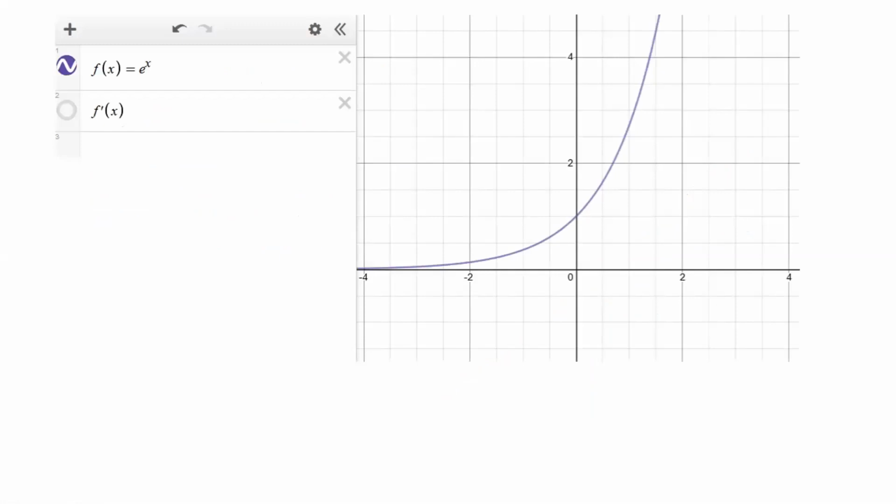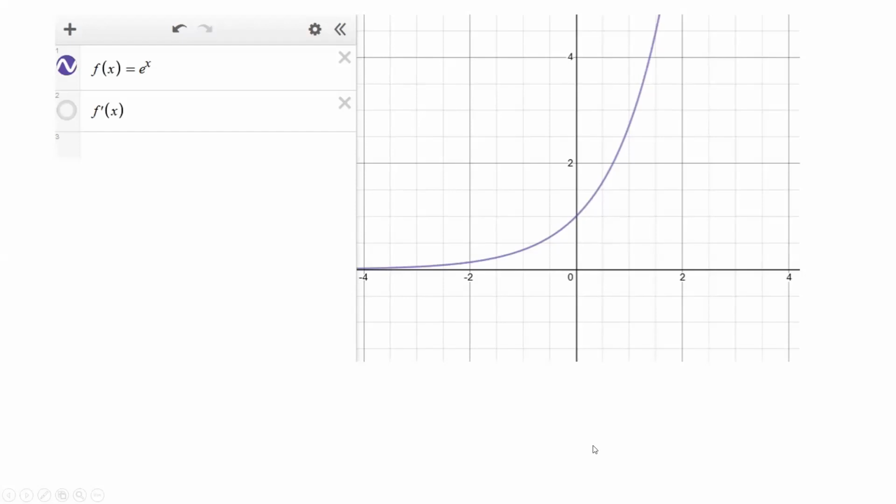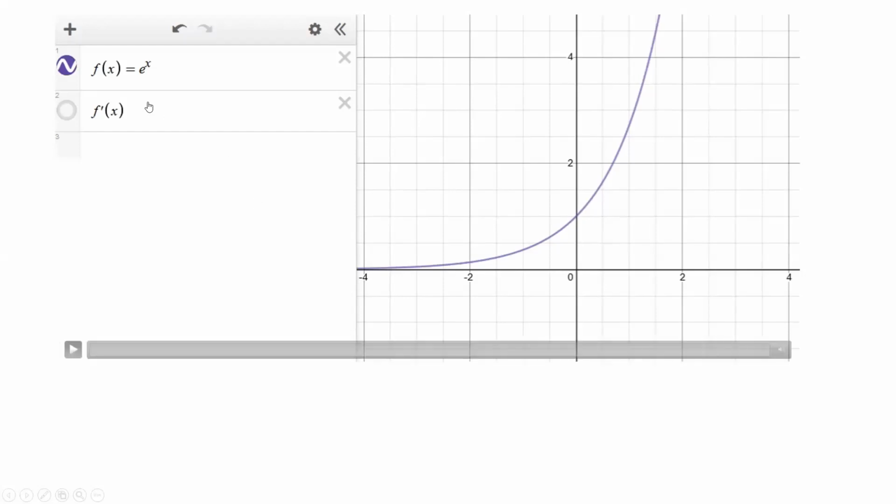Now, let's look at the derivative of the e to the x function. I'm going to start this little video. Right now what you're looking at is a Desmos video I'm about to show you. This is the function f of x equals e to the x. So there's your exponential function going through 1, as we said.